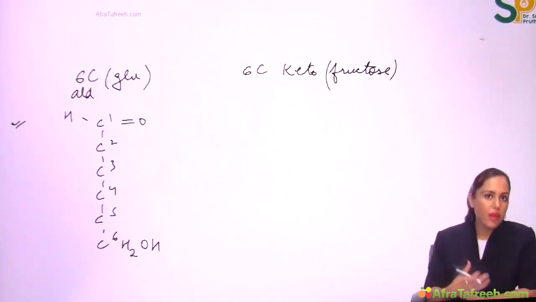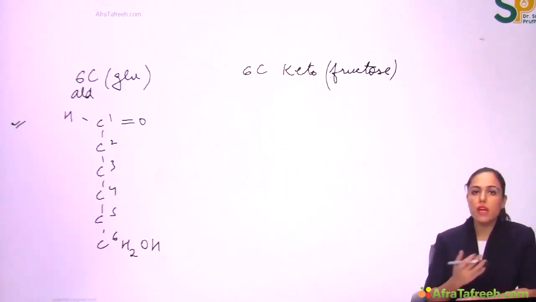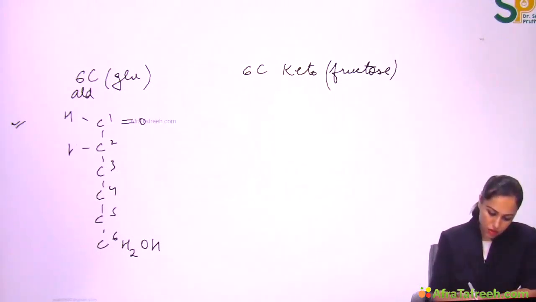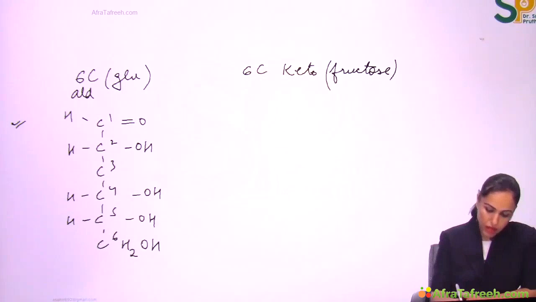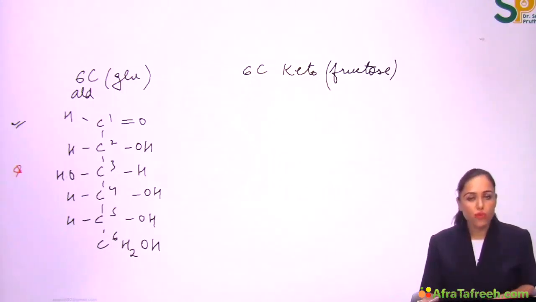Now on all the remaining carbons, we will make H on the left hand side, OH on the right hand side. So here like this, like this, like this. But at C3 you have to learn that it is H on the right hand side, OH on the left hand side. This is the structure of glucose, right?